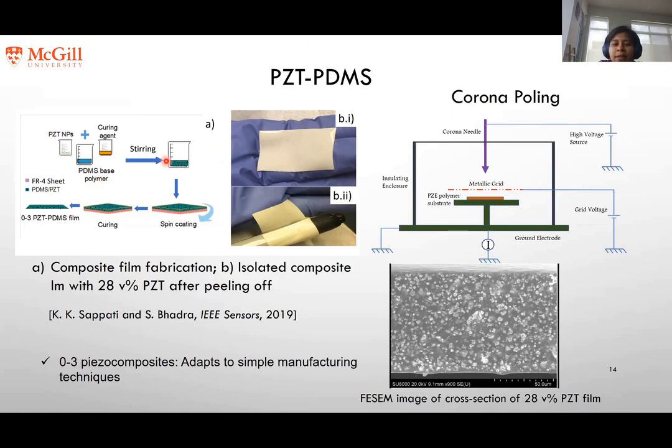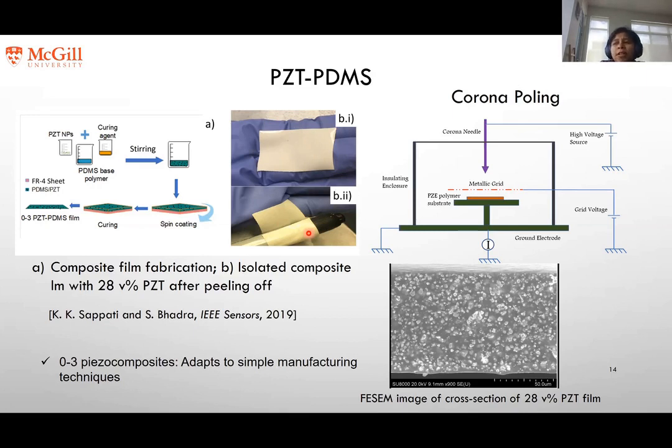After the rigorous stirring, we deposited the solution on an FR4 board, and we did spin coating. And after that, we did curing. After curing, the PZT-PDMS film peels off very nicely from the FR4 board. So you can see that these are the films after we peeled them off, and you can see how flexible they are. You can even wrap it around a pen.